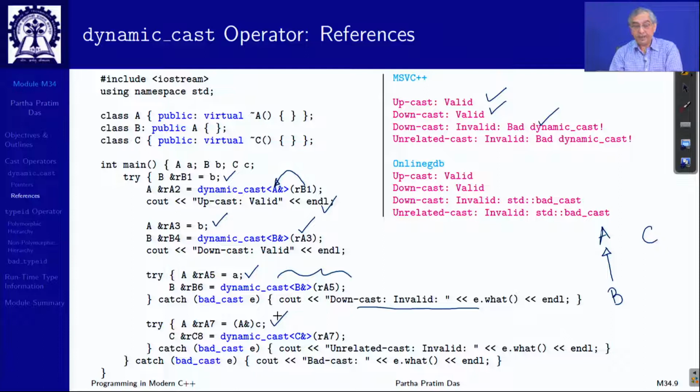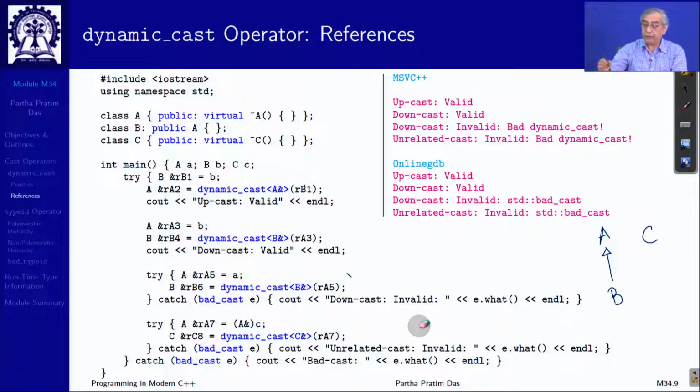I take the unrelated class and force its reference to A type, because I have to force, because they are unrelated, and then I try to dynamically cast back to the C type, which obviously is an unrelated class. So, it is also something which cannot happen, which cannot be accepted. So, therefore, it also is an error.